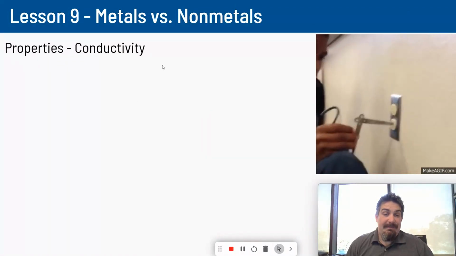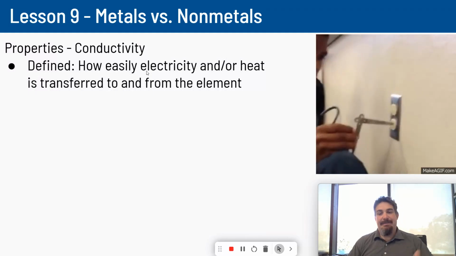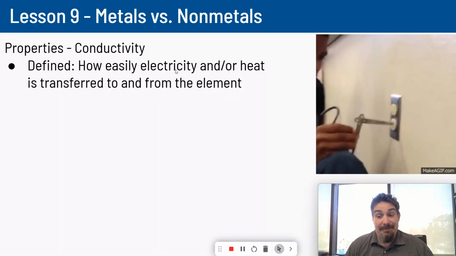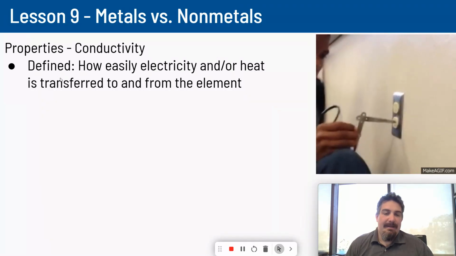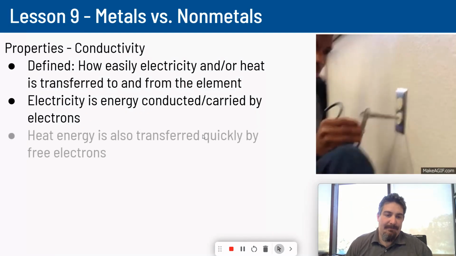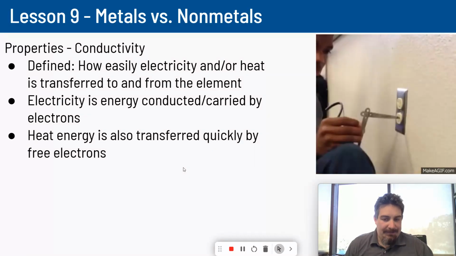Property number 2, conductivity, is how easily electricity and or heat is transferred to and from the element. Often things that are conductive to electricity are also conductive to heat for similar reasons. How likely you are to have as bad a time as this kid in the GIF. Now, electricity is carried on electrons, so the electron floating sea that metals have makes metals very conductive. Heat also gets transferred by free electrons more easily.